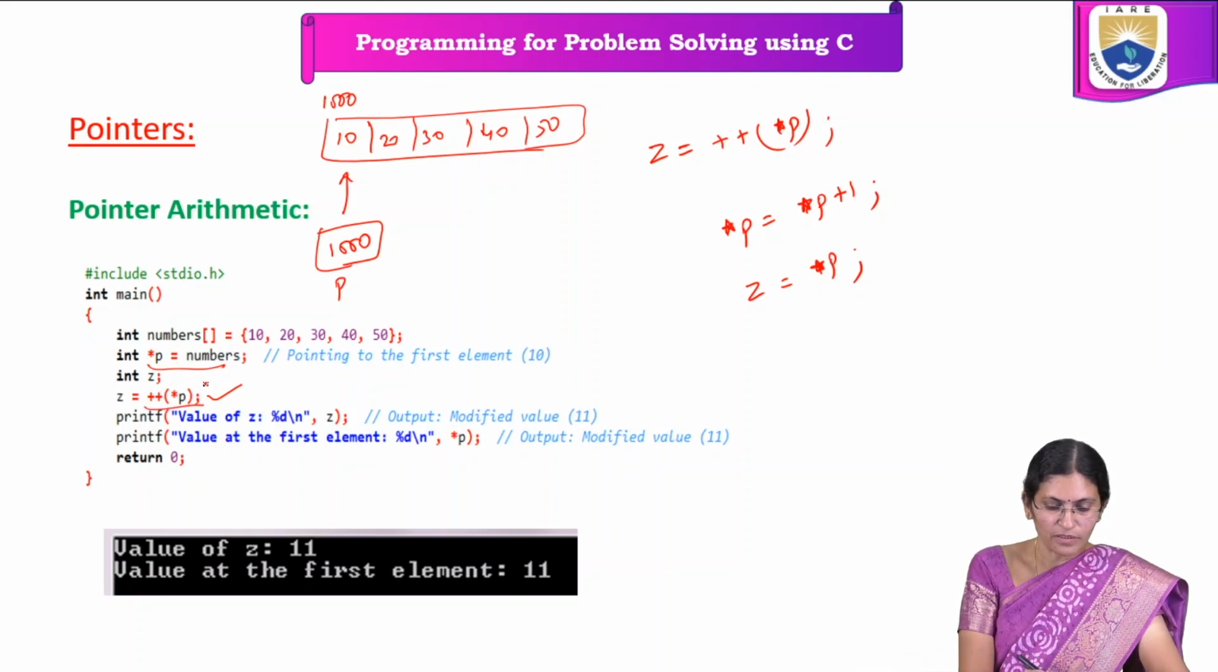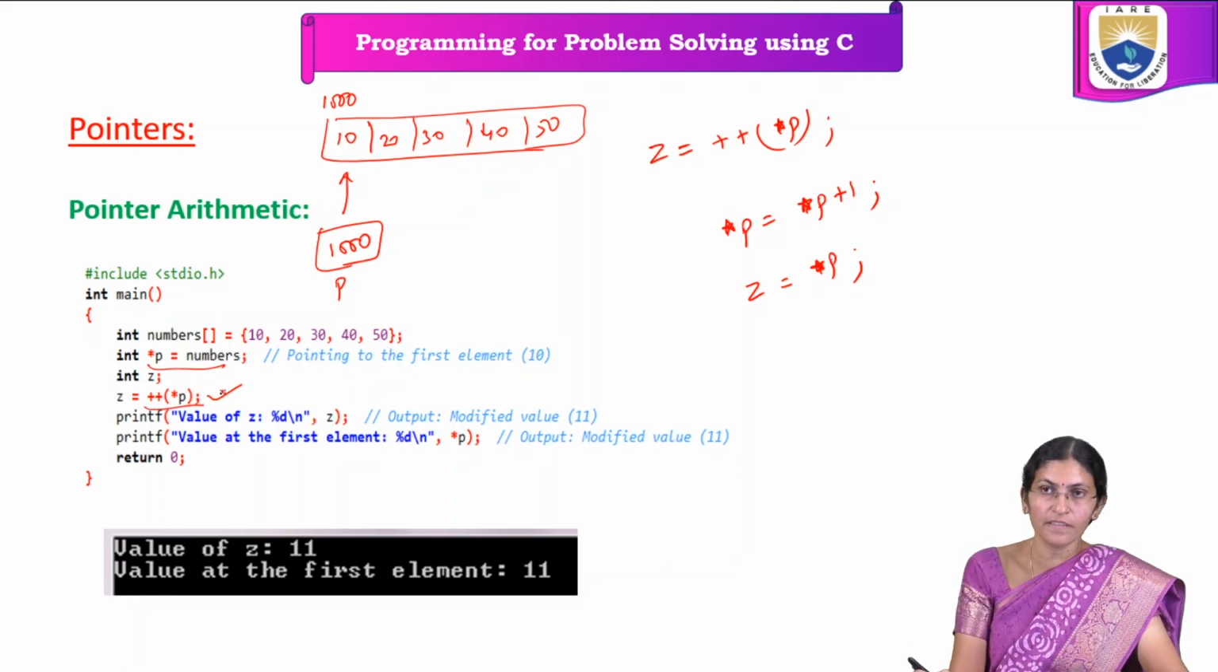So we are performing this. With this statement, let us see what the output is. *p = *p + 1. p is pointing to the first element of the array. *p means the value at this address, and the value at this address is 10.